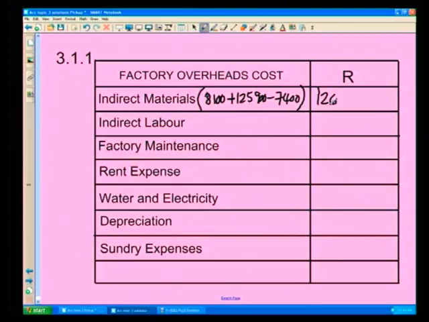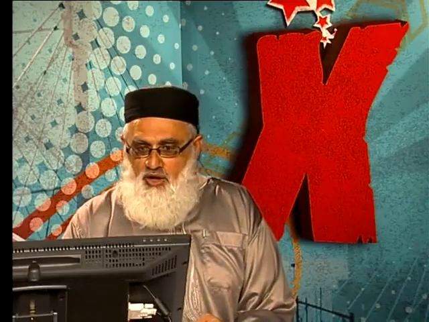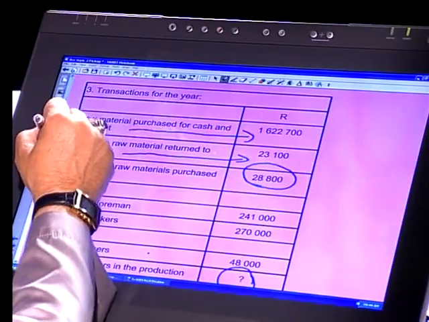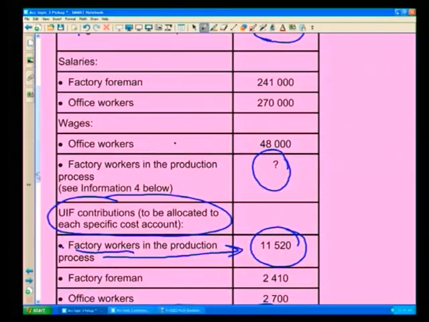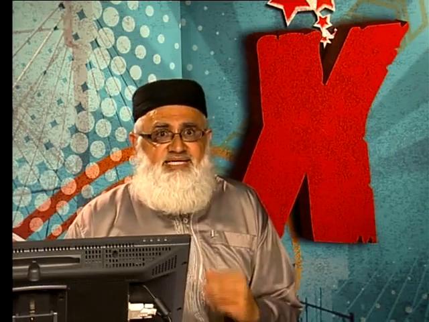All right, now what do I do? I add all of that up, 8,100 plus 125,900 minus 7,400, and this will give me a figure of 126,600. Got that? Okay. Next one, indirect labor. What do I know about indirect labor? Remember there was something that we spoke about earlier on? Let's see what are we told.